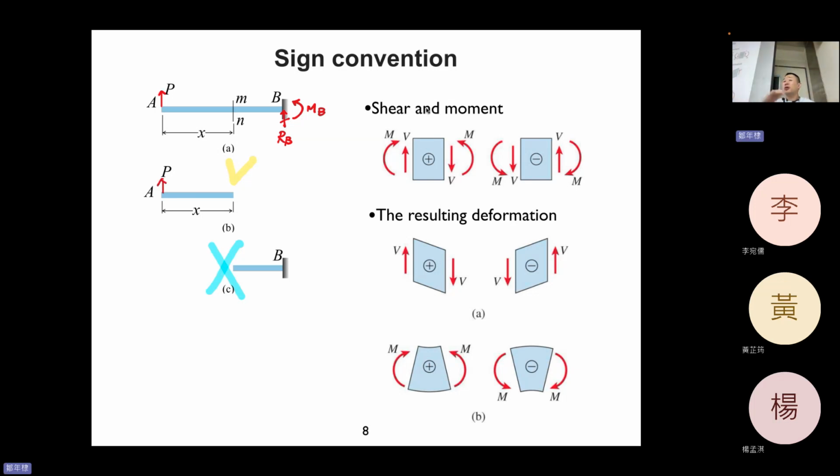Let's take a look. If we leave the left-hand side, it must have some force on that end. Otherwise, this member will fly away, right? Which means it must have a force at this side to balance it. Otherwise, it will fly up to the top. So this is the shear force on the surface we cut. It must have some force on that.